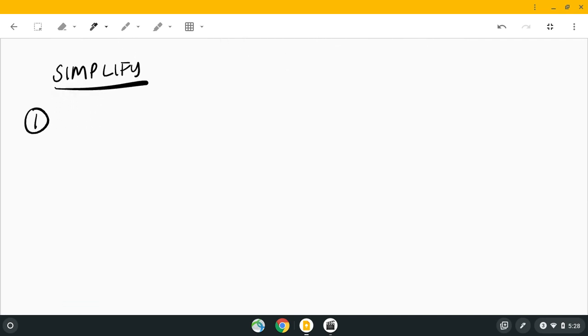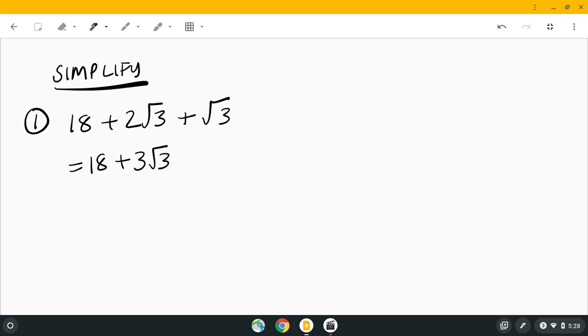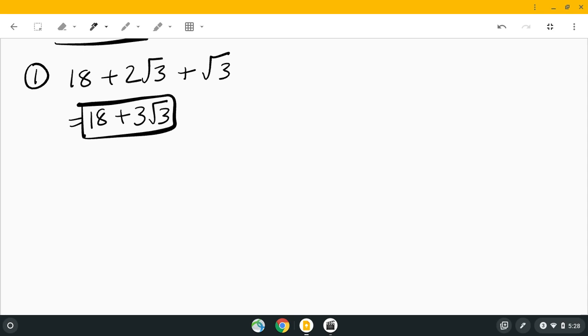All right, so let's go ahead and simplify these. Let's do this first one. 18 plus 2 square root 3 plus square root 3. We have three terms here, but only two of them are like terms. These two are like terms. If you don't see a number out here, it's 1. So we have 2 plus 1, so we get 3 square root 3's. And you just bring down that 18.